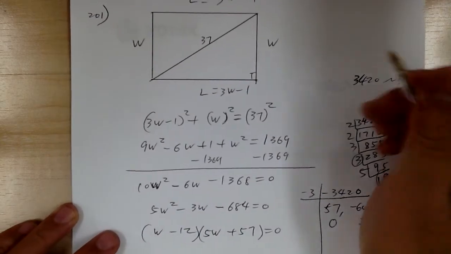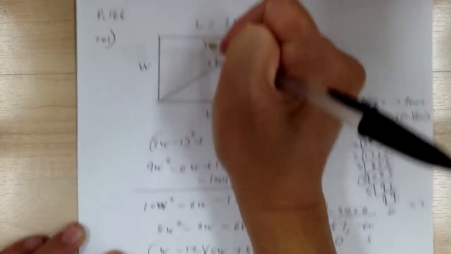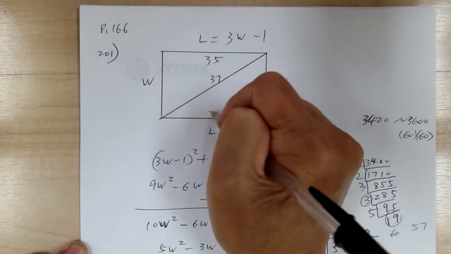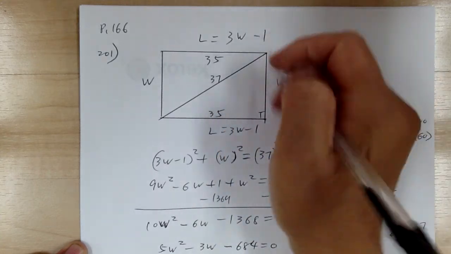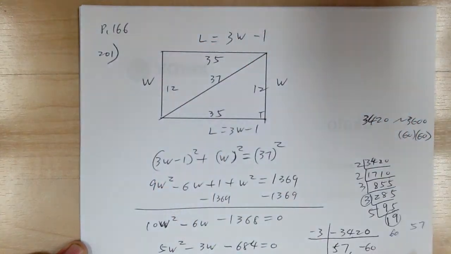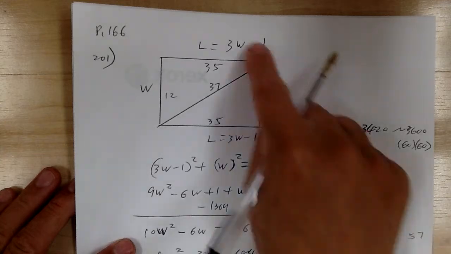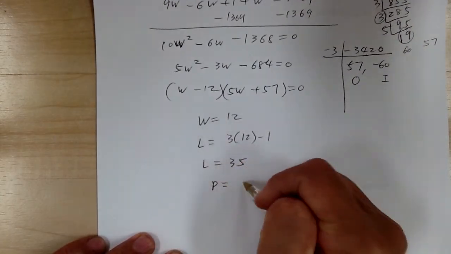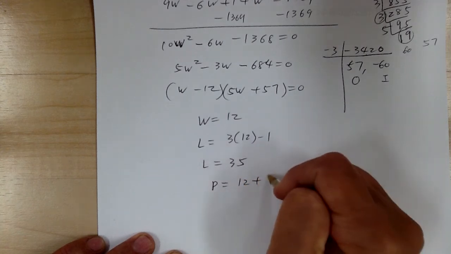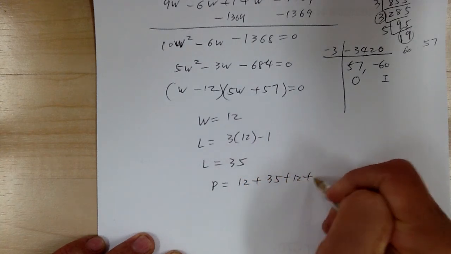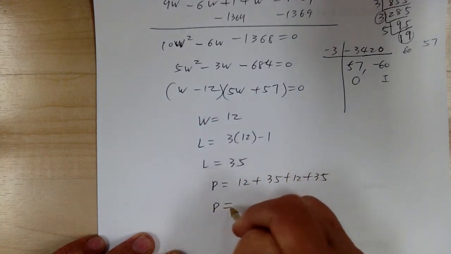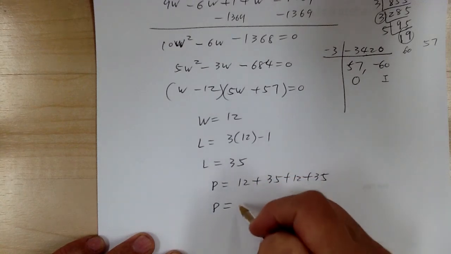So the rectangle you have is 35 by 12. The perimeter, or the fence you need, would be equal to 12 plus 35 plus 12 plus 35. So the perimeter is 94.